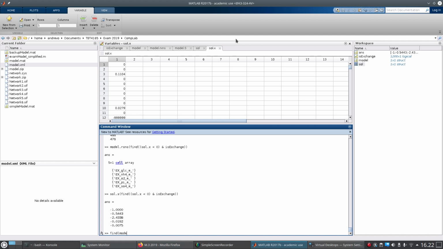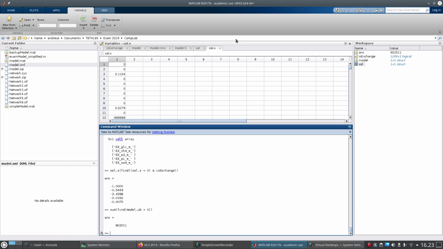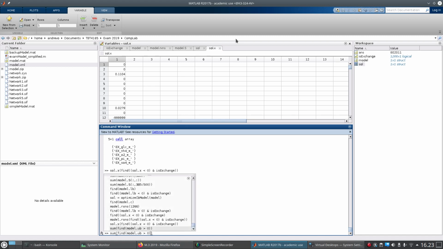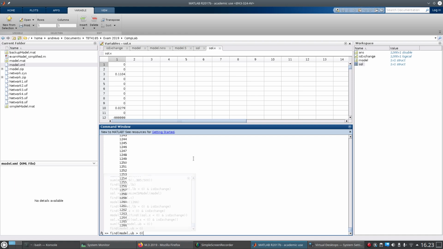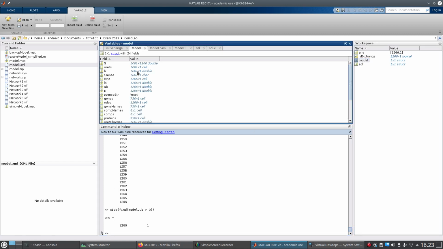So we could do find mol.ub greater than 0, and to count the number of elements there, we do just sum. Oop, that isn't quite right. Yeah, we don't want sum, we want size. So we do size, find mol.ub equals 0. That's 1,266 reactions. So all of our reactions, because that's the number we had originally, if we look here, 1,266 reactions, all have a positive upper bound, as they should.